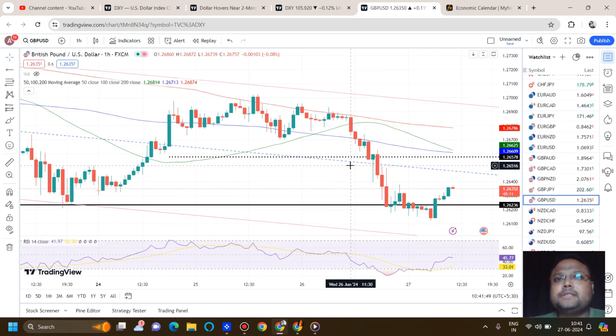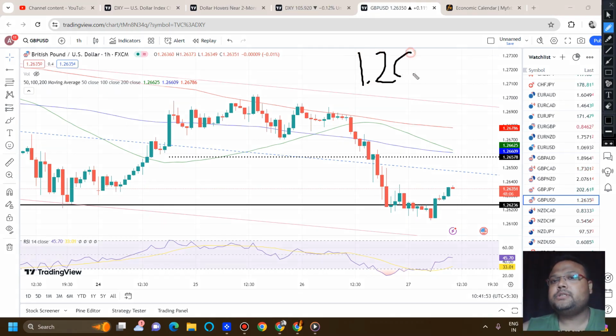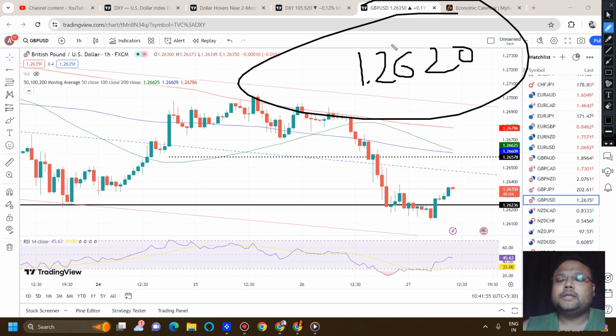So we have discussed the support around 1.2620. The support of GBPUSD is still very much valid. I will not deny the support is still very much valid. If you have taken a buy, then you must be in profit right now. Same goes with GBPUSD also. EURUSD showed a better bounce.